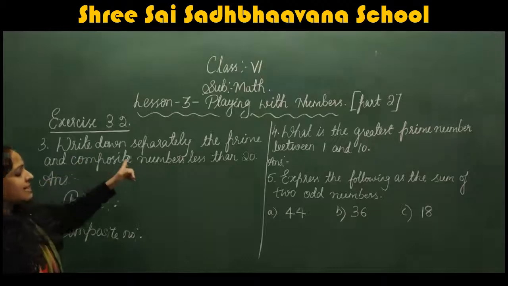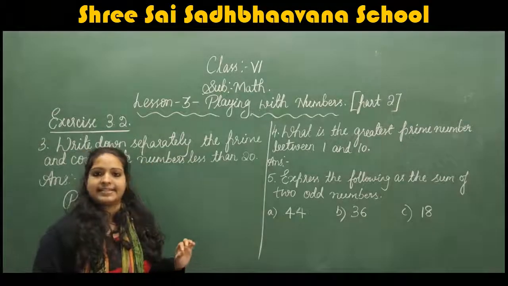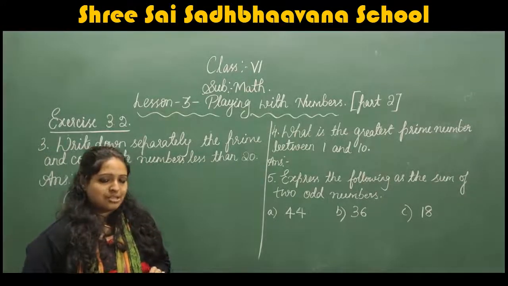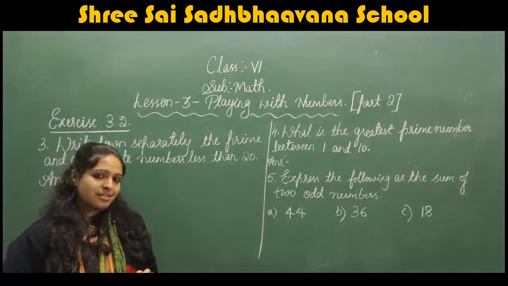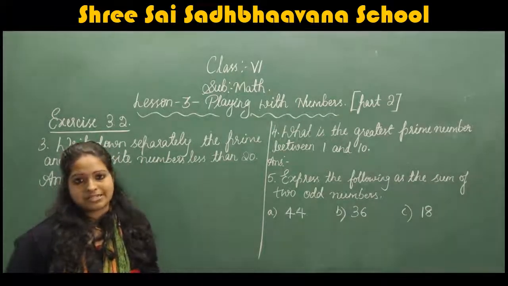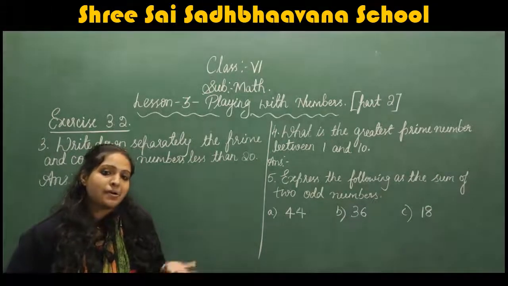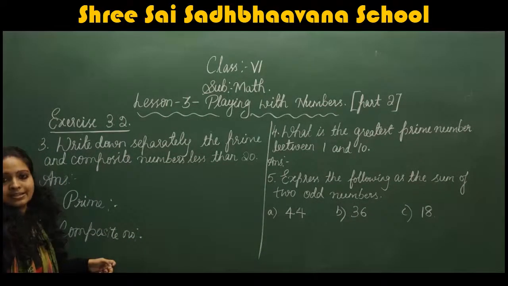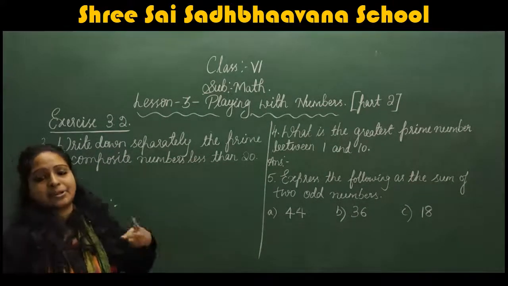Yes. So they have given less than 20. So let us start from 1. Which number is 1? Is it a prime number or composite number, children? It is not a prime number, and it is not a composite number either. So 1 is neither a prime number nor a composite number. So we can't write it here or here. Yes. Move on to the next number, 2.